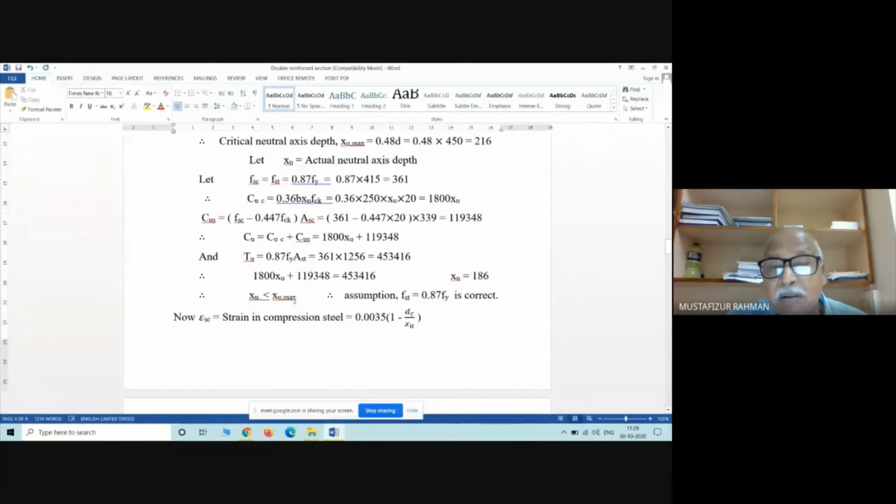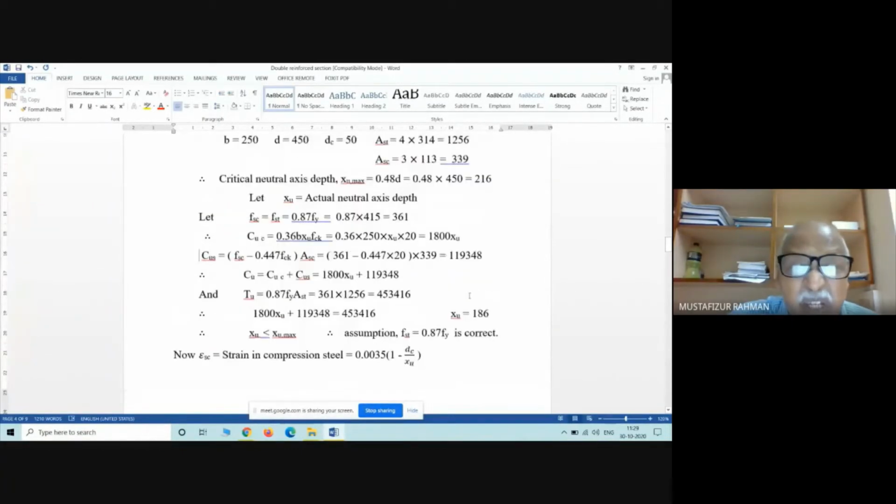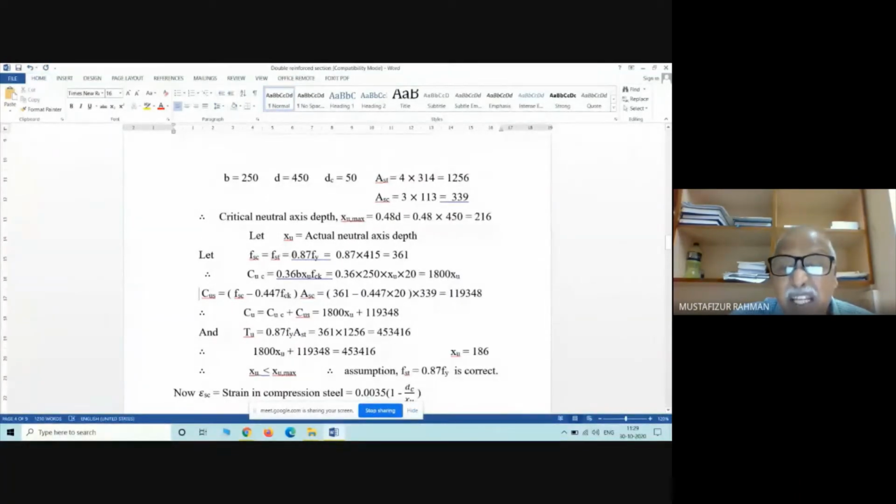So here, see, now we are coming to the argument. So for XU, the assumption fst is equal to 0.87 fy is correct. Since actual neutral axis depth is less than critical neutral axis depth, our consideration that stress in steel in tension zone is equal to 0.87 fy is correct. Now we have to check whether stress in steel in compression zone also attains the value 0.87 fy. That is yes or no, that we have to establish.